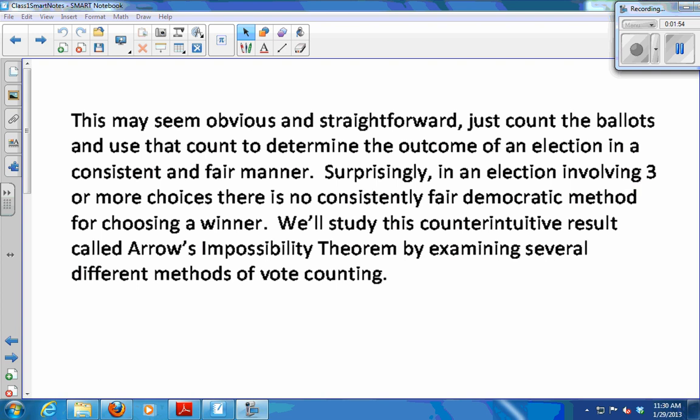But it actually is the case, and we are going to study this counterintuitive result by examining several different methods of voting and seeing how each one fails in some really important way.